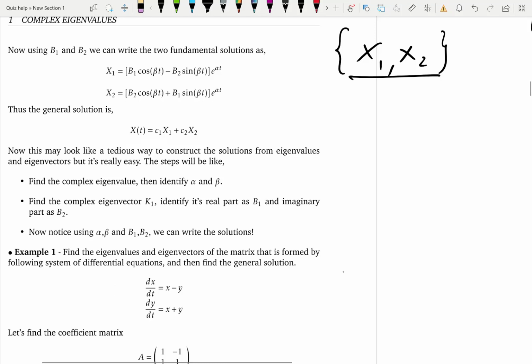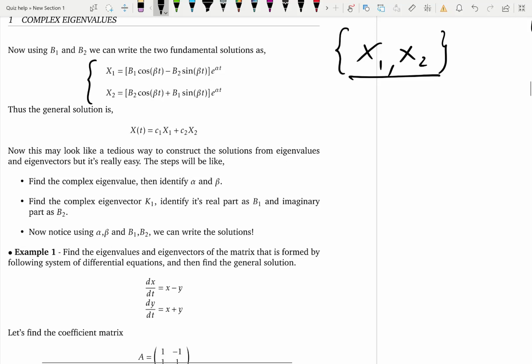Now, we have formulas for x1 and x2. Look at these two formulas. So what you do really is, you get the complex eigenvalue, you get the eigenvector corresponding to that complex eigenvalue, and you know this eigenvector is also complex. So you use this information from the eigenvalue and eigenvector and construct this x1 and x2.